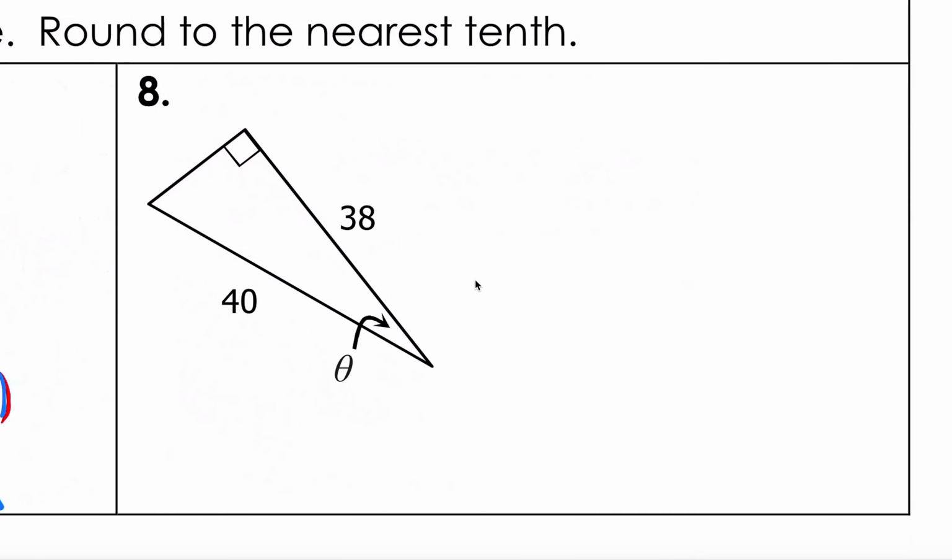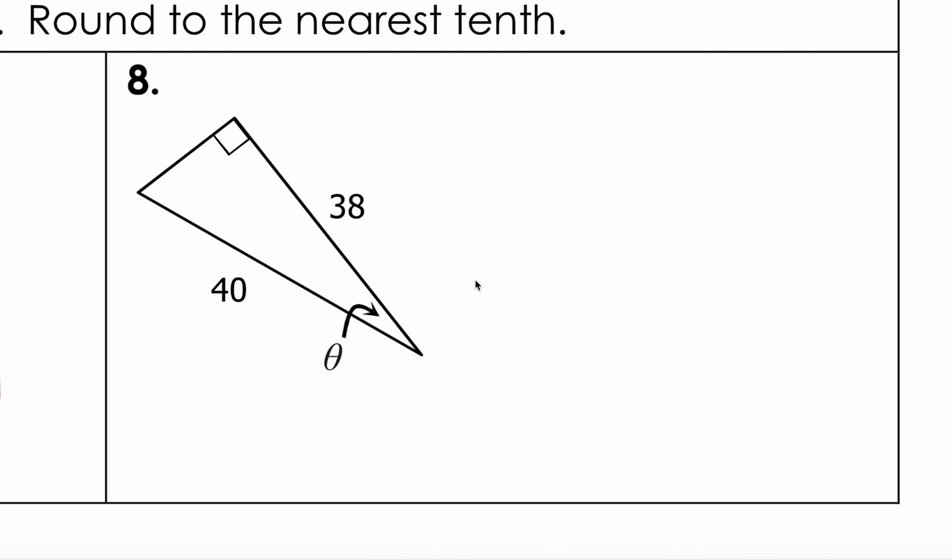Okay, so let's go to number 8. So again, we have to identify what sides we have. So we have 40, it's opposite of the right angle, so this is the hypotenuse. And then here's our theta, here's our angle we're interested in. So 38, is that across from this angle, or is it next to the angle? Yes, it is next to the angle, so this is the adjacent side. So what trig ratio has adjacent and hypotenuse?